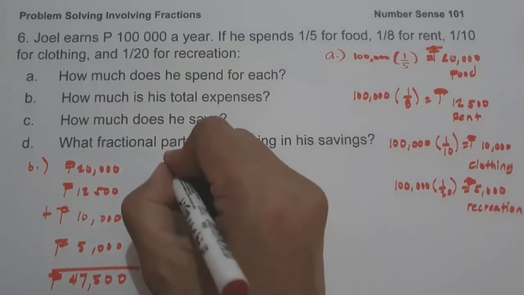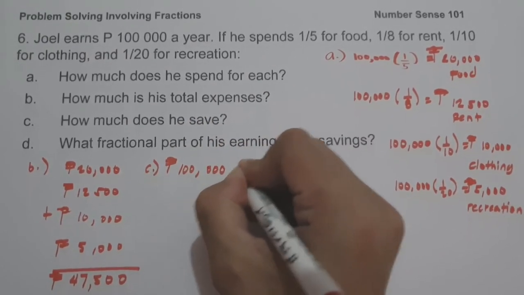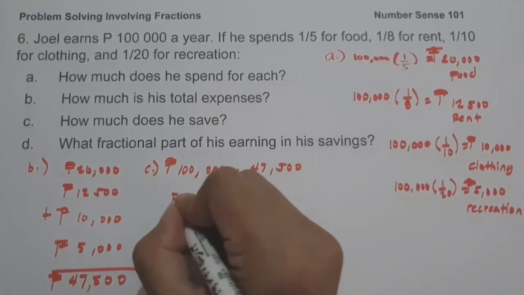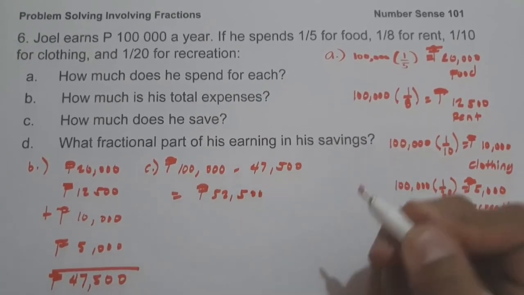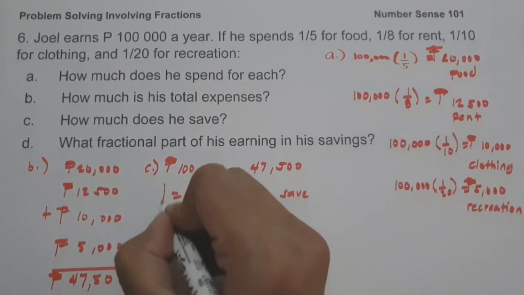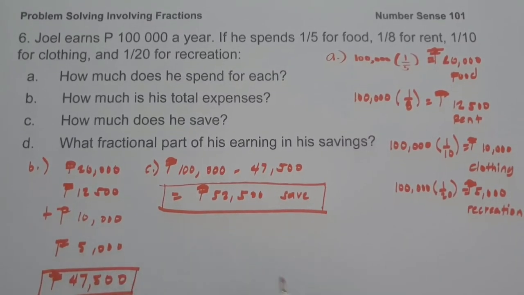Now, on letter C, how much does he save? So let us subtract 100,000 minus 47,500, and that is 52,500. So this is the amount he saved, and this is the amount he spent.